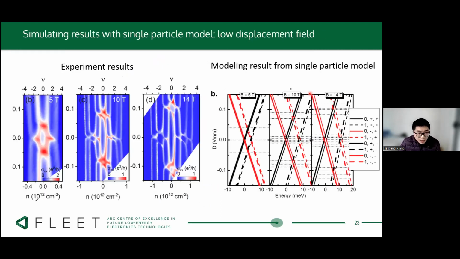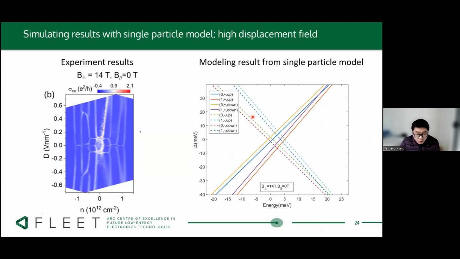So we try to use a highly resolved Landau level crossing constraint to the Landau level modeling for determining the quantum number of each quantum Hall state. The left side shows the experimental data I just showed in the previous slides, and if we use a single particle model, the model results are shown on the right side. As we can see, the model works well for the low displacement field.